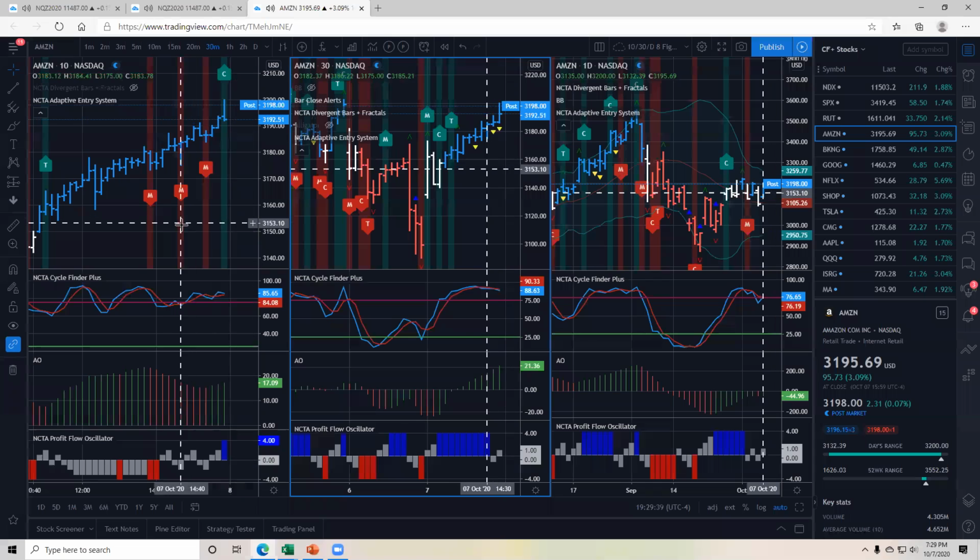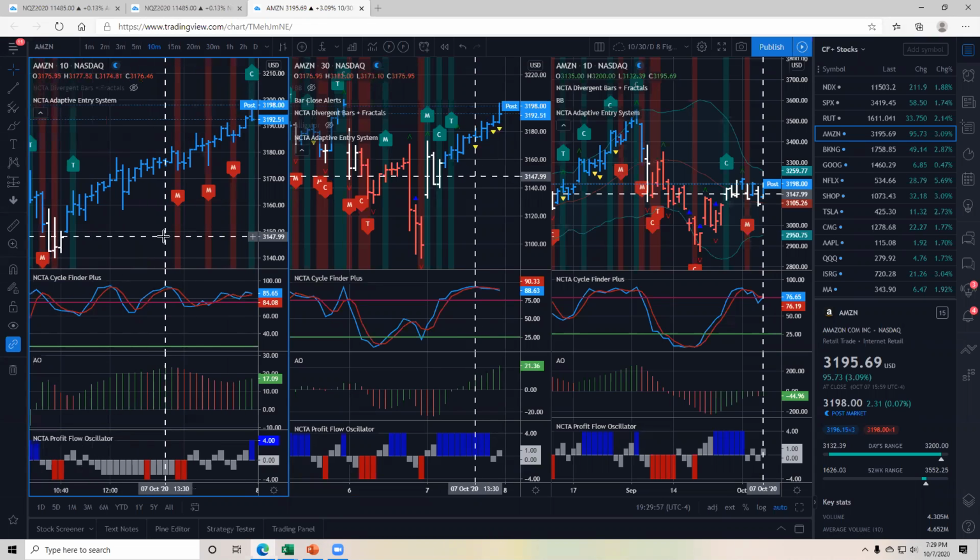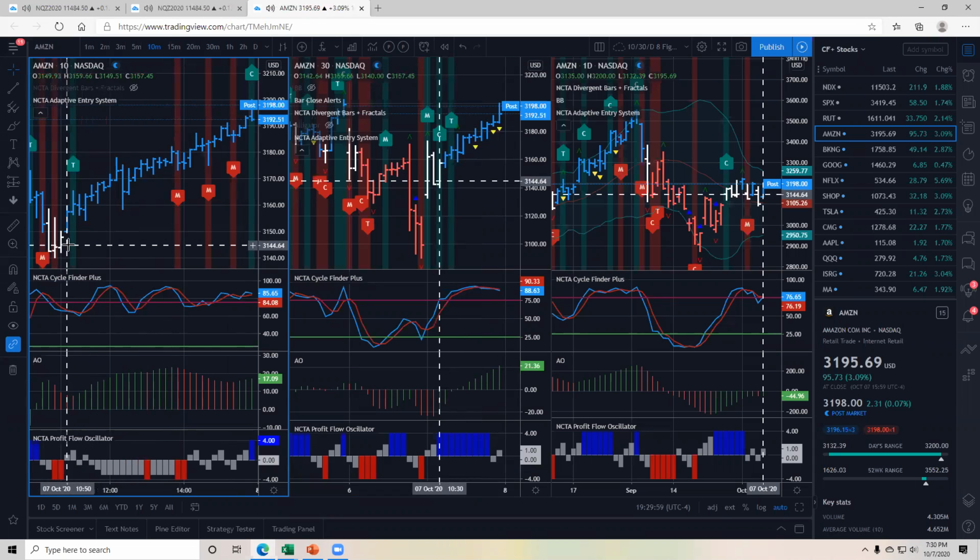And in that case, we're trading a 5-minute chart for futures on NQ. You might want to trade a 10 or 30-minute chart for options on Amazon or Booking or Google. These are stocks that are part of our watch list. But just as an example, I'm just pulling up stocks here today.